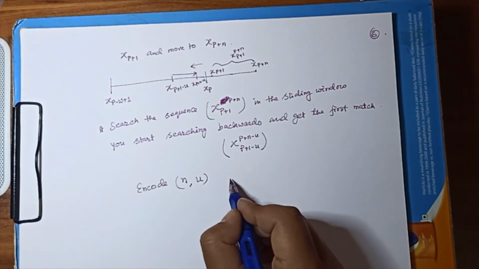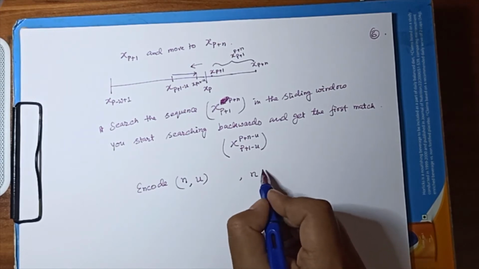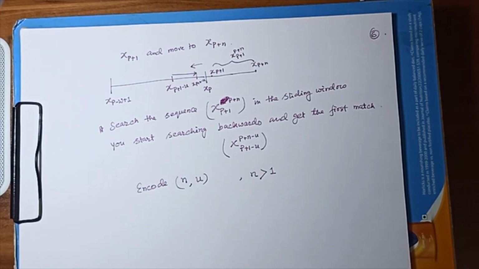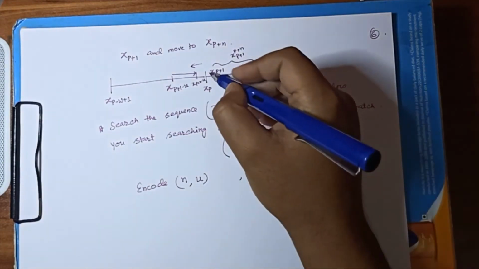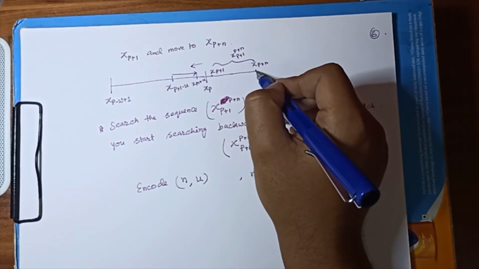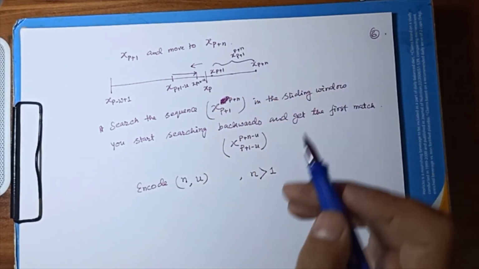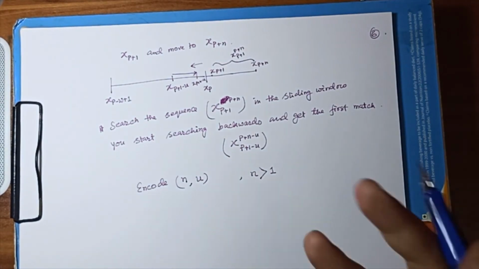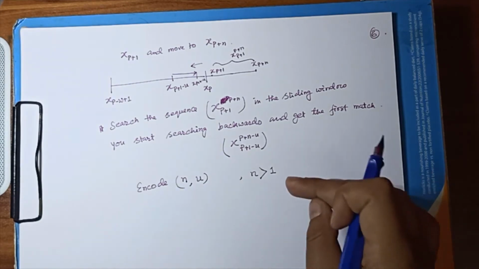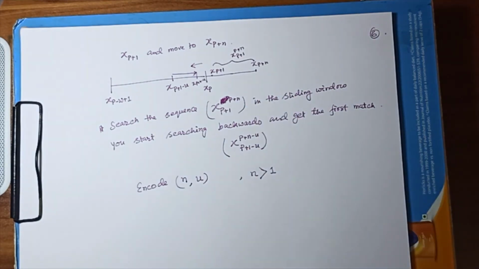Ensure that n is greater than 1. If n is equal to 1, then it does not make sense, because that means this sequence is exactly the same as just the previous sequence. At least it has to be greater than or equal to 2. Then this method is meaningful. And if it is equal to 1, I will just use the fixed length encoding for transmitting that particular symbol.